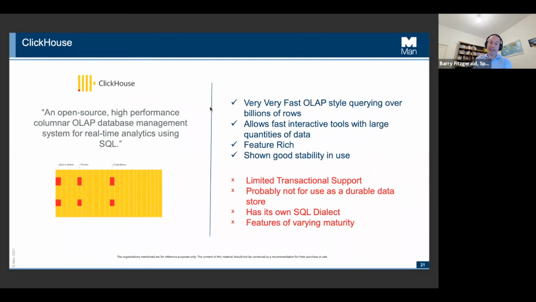Next one I'll talk about is ClickHouse. So some aspects of value at risk aren't additive. We do have lots of additive stuff as well. So if you need very, very fast OLAP style querying over billions of rows, ClickHouse can really be a game changer. In our experience, it's allowed us to build web tools that look over huge quantities of data, billions of rows with hundreds and low thousands of columns, and do aggregations fast enough for interactive use, so in many cases sub-second query times.